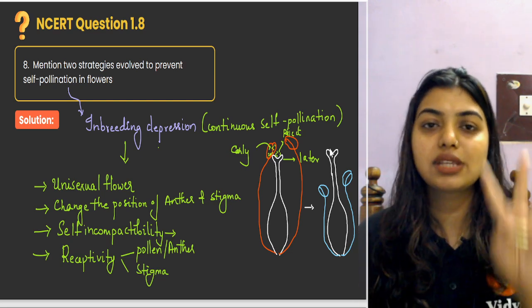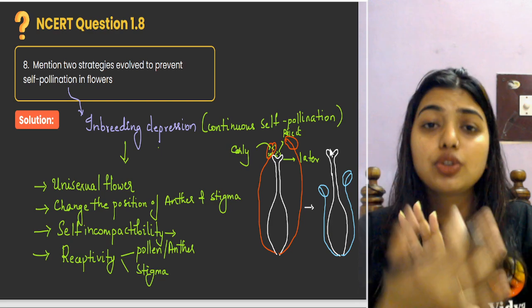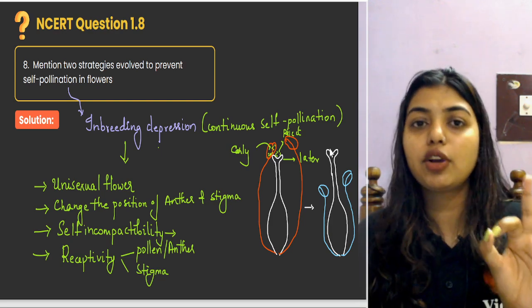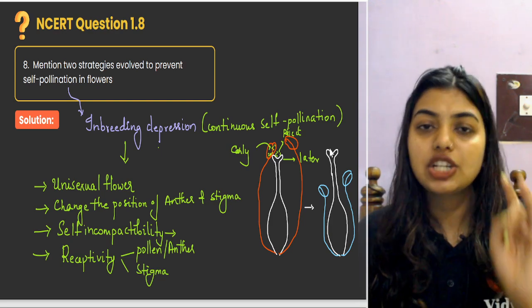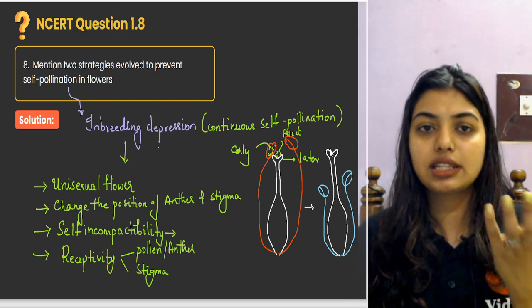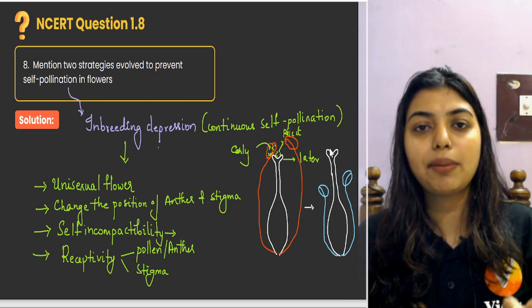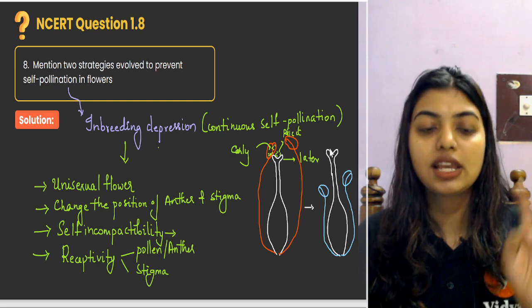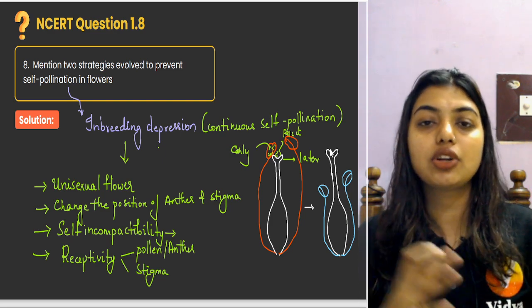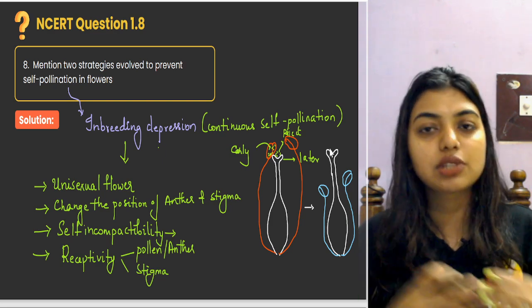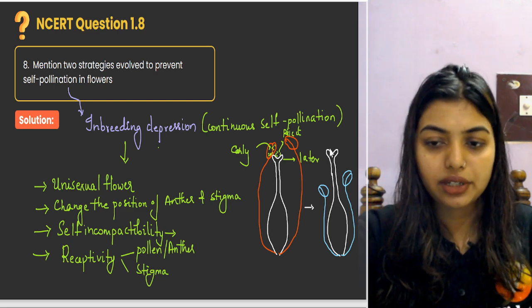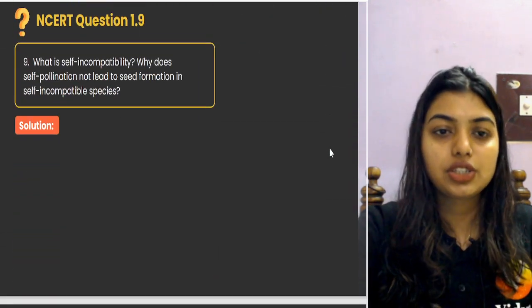These are the 4 outbreeding devices. So you can remember any one of them. First, forming of unisexual flowers, very easy to remember. Second, changing the position of anther and stigma, decreasing the size of the anther or increasing the size of the stigma. Third one is self incompatibility, rejecting their own pollen grains. Fourth one is changing the receptivity. The maturity period of anther and stigma will change. This way self pollination can be avoided. Got it? Next one.